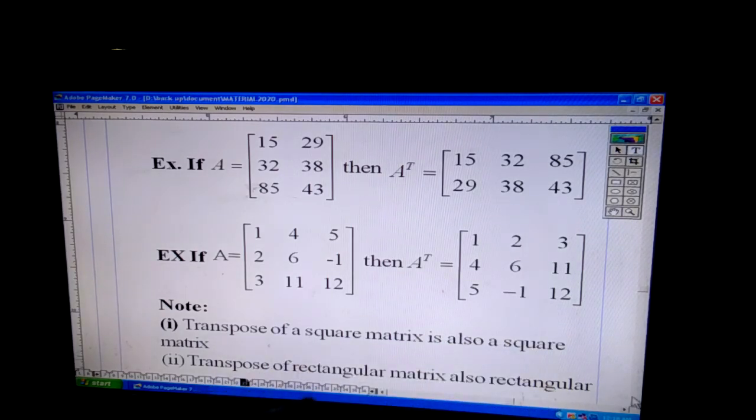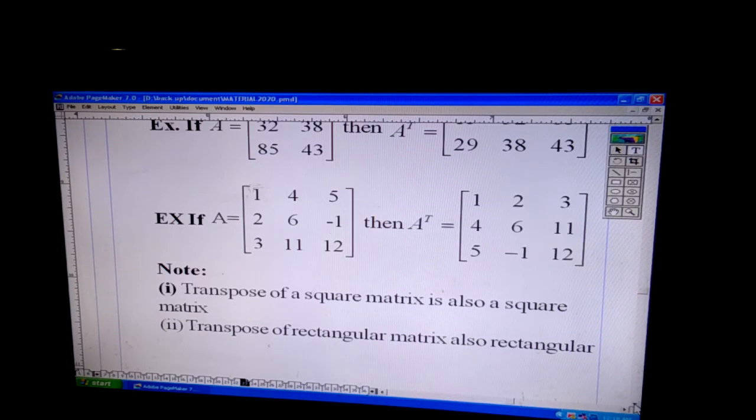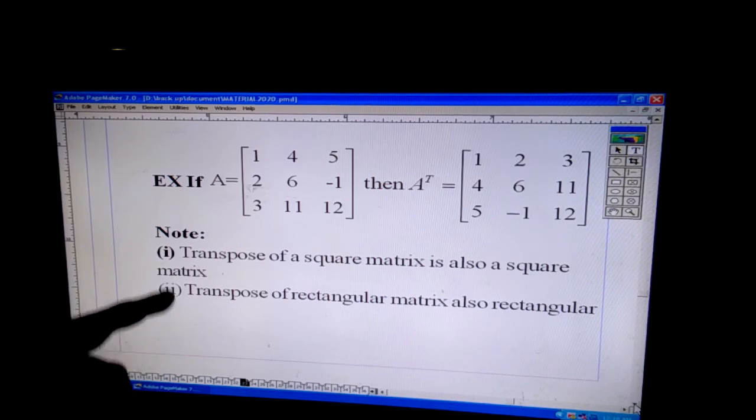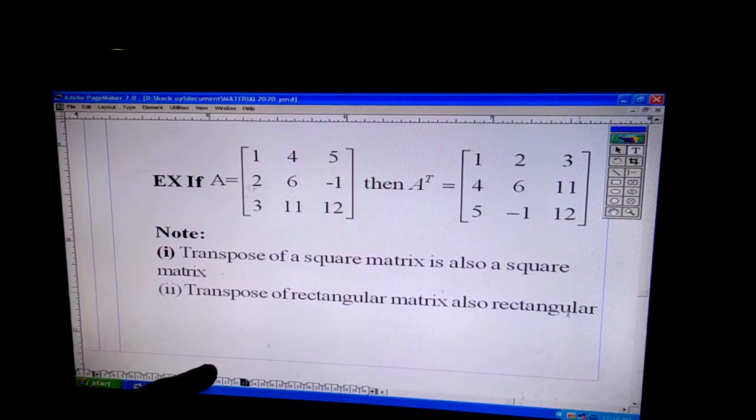Transpose of a square matrix is also a square matrix. Any square matrix, if we make a transpose, then the order will be the same. Transpose of a rectangular matrix is also rectangular.